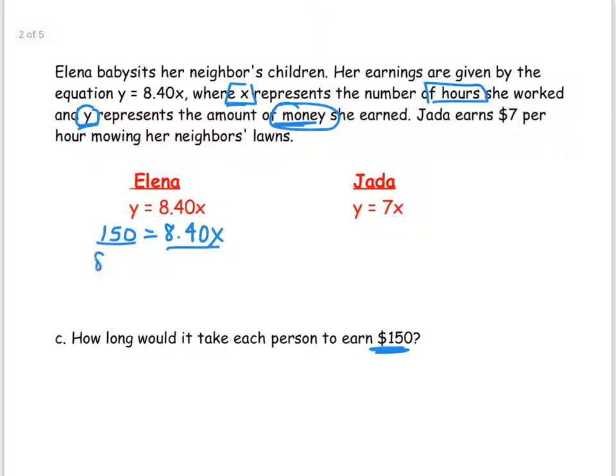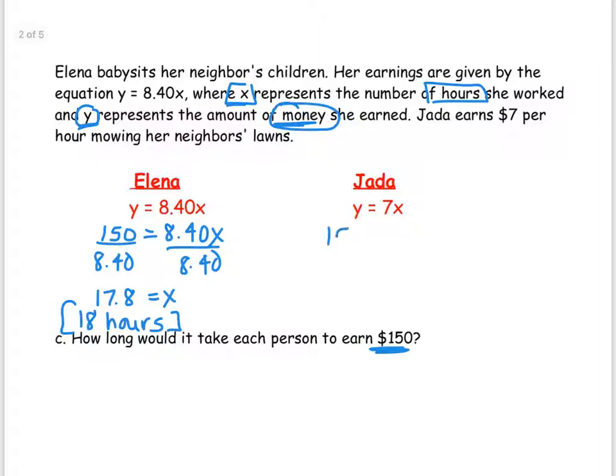To solve for X, I just divide by 8.40, and I get a really long decimal. So I get 17.8 equals X. So if I think about it in terms of hours, that's really close to 18. She's going to have to work 18 hours in order to make $150. She would make just over $150, but she's going to have to work that much, 18, if she wants to make $150. So same thing with Jada.